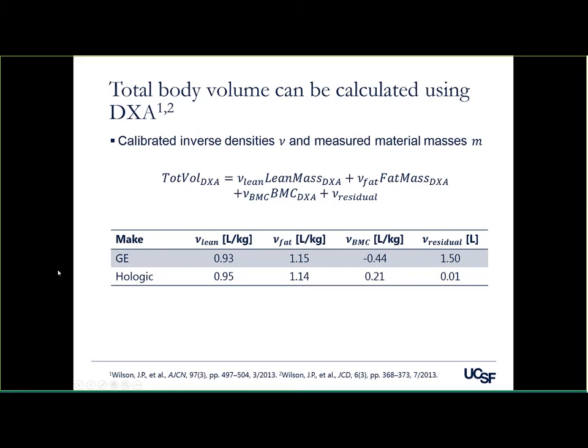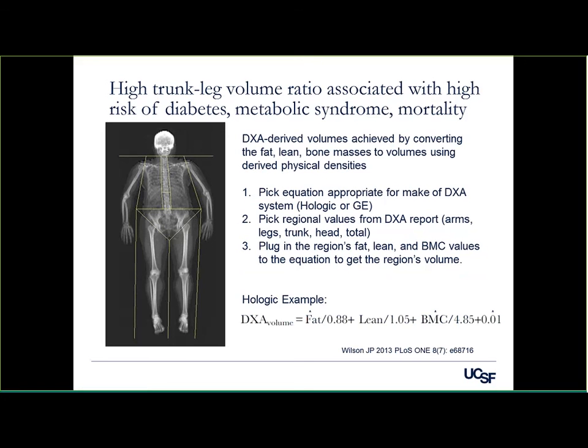So we did this for both GE and Hologic systems. We derived these coefficients, and you can use this right now. If you want to use this equation with these coefficients, we've validated it across different devices, and it works. You can get very accurate estimates of either total body volume or regional volume. And how you do it is you pick the appropriate equation. If you have a GE or Hologic system, you pick the regional values from the DXA report. They give you fat, lean, and bone mineral. You plug those masses into the equation, and that gives you the volume of that region.